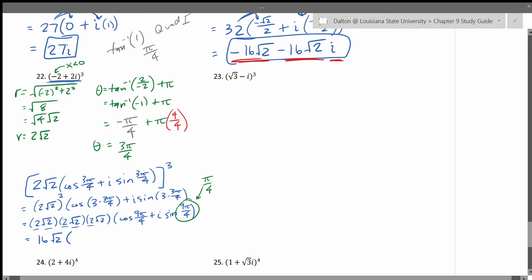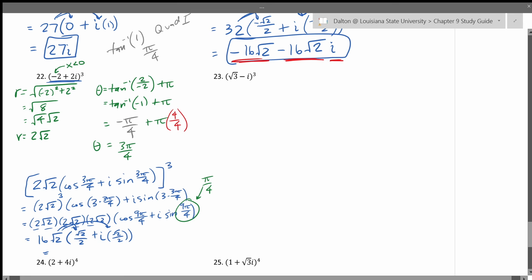Okay, so when looking at that, the cosine, the x value at pi over 4 is the square root of 2 over 2. Plus I times the sine, the y value at that angle is also the square root of 2 over 2. And then when we distribute the 16 into both sides, we end up with, let me write it down here.